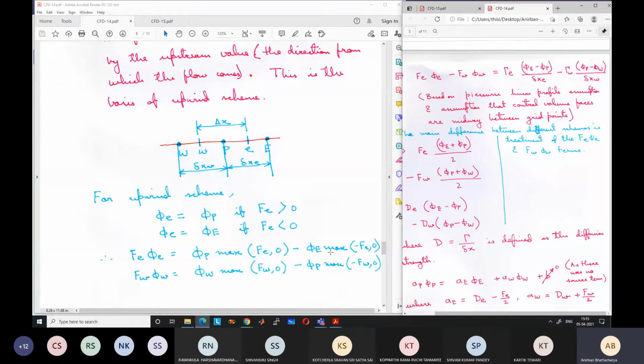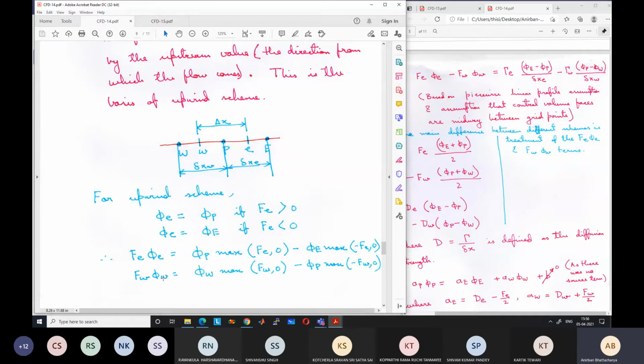Similarly, for the other term, Fw phi_w, if the flow comes from the W direction, we will have this term as positive and this term will be 0. So if Fw is positive, Fw phi_w is equal to phi_W maximum of Fw comma 0 minus phi_P maximum of minus Fw comma 0. So instead of P, we are taking W because the flow is coming from this direction. Similarly, if the flow is negative, phi small w should be equal to phi_P.